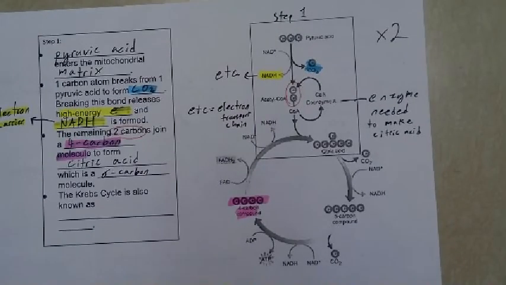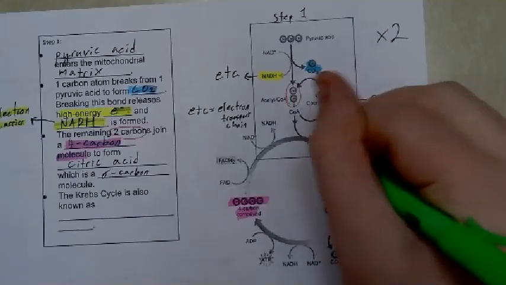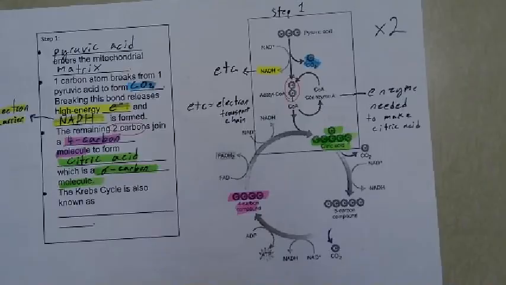So here, I'm going to highlight my citric acid in green, just to keep my colors varied here. So here's my citric acid, right? Citric acid, which is a 6-carbon molecule. So this is actually where the Krebs cycle gets its other name, right? Krebs was the name of the guy who won the Nobel Prize for discovering this whole thing, right? Hans Krebs back in 1953.